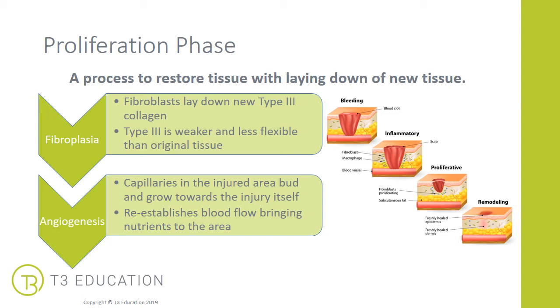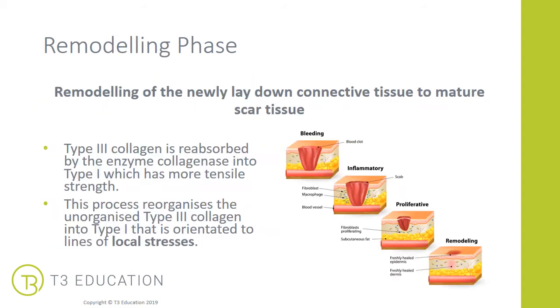The second stage in the proliferation phase is angiogenesis, and that is about creating new blood cells and new blood vessels. In this area, the capillaries around the injured site start to bud and they grow towards the actual injury itself. This then re-establishes blood flow to the area, bringing important nutrients to that injury site. And one of those important nutrients to consider is oxygen. We need oxygen to help with the healing process. So if someone is a poor wound healer, if they have a poor diet, or as an example, they are a smoker, then this process will be restricted.